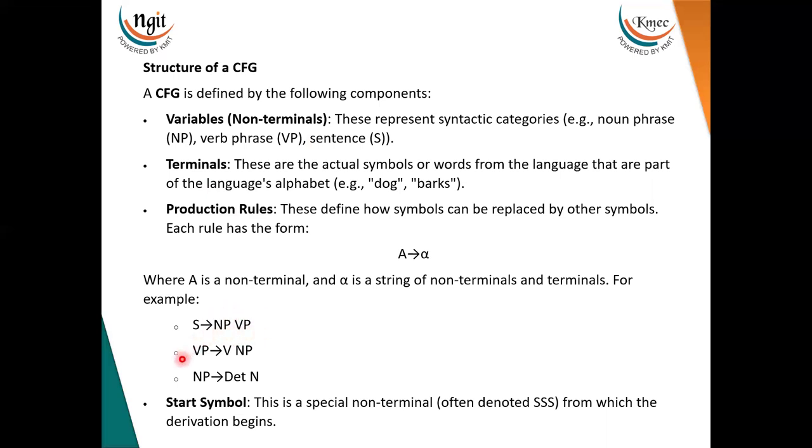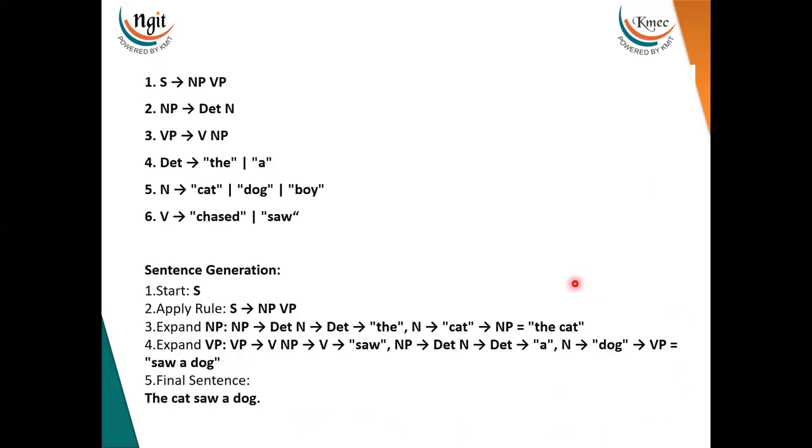These non-terminals are again defined here. You can see a verb phrase can be a verb followed by a noun phrase. A noun phrase has a determiner followed by a noun. Then it's about the start symbol. This is a special non-terminal which is denoted by S. Here it is printed as triple S, but consider a single S, from which the derivation begins.